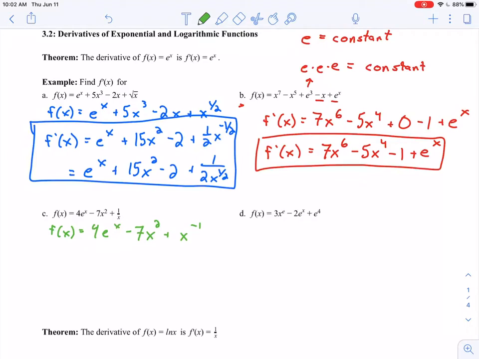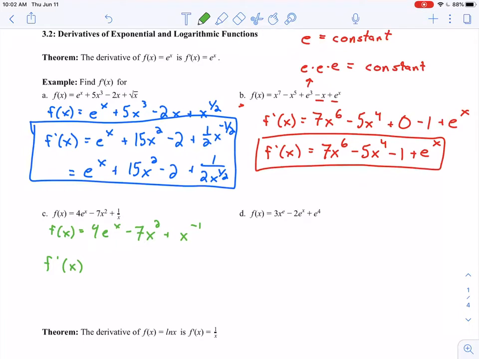So again, I haven't taken the derivative. All I did was rewrite this expression. So now I need to take the derivative, f prime of x. And the hardest part about this is going to be this 4 right here. A lot of us want to say that the derivative of 4e to the x is just e to the x. That would be wrong.